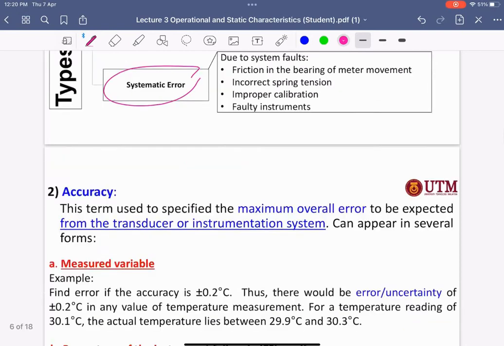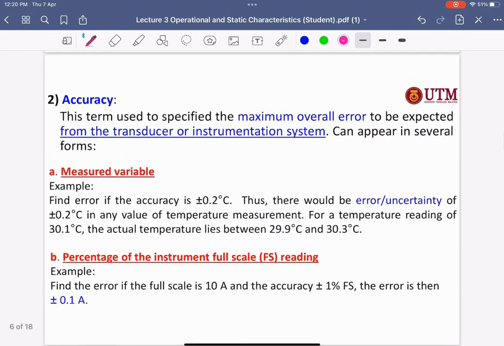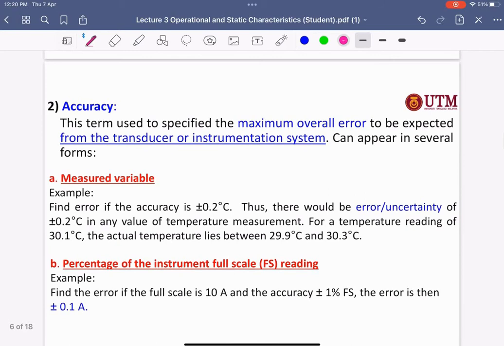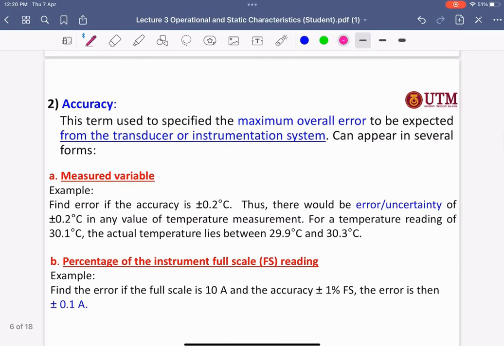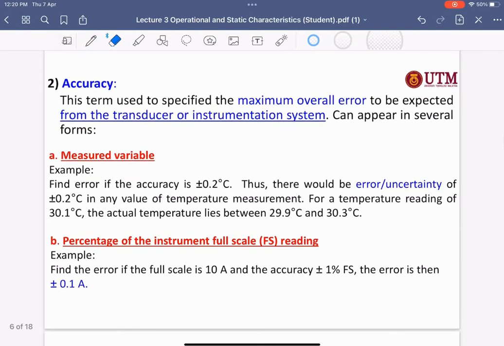Okay. And then when we talk about static characteristics, it will involve error and also accuracy. So what is the difference between accuracy and error? Accuracy shows you the maximum overall error that you need to expect. So when you measure a value, the value that you get is plus or minus some error. That means you know that this is the value, the measured variable.